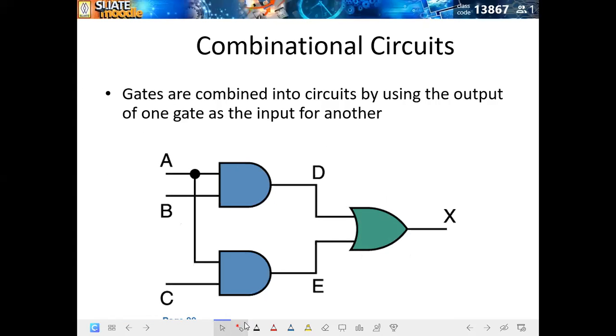Right, now you are going to learn about combinational circuits. Gates are combined into circuits by using the output of one gate as the input for another gate. Right, so in combinational circuits, you can see here, this is an AND gate, right? Output of this AND gate is D. Then this AND gate, output of this AND gate is E, right? In here, output from these 2 AND gates have been used as the input for this OR gate.